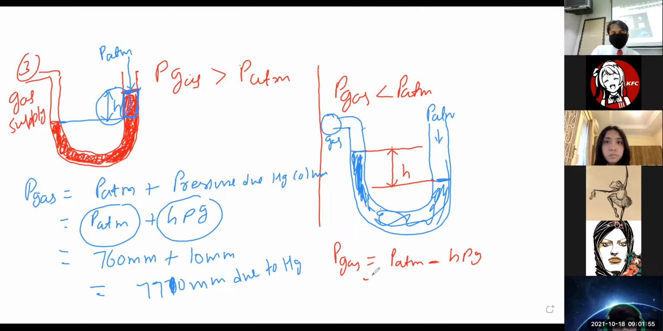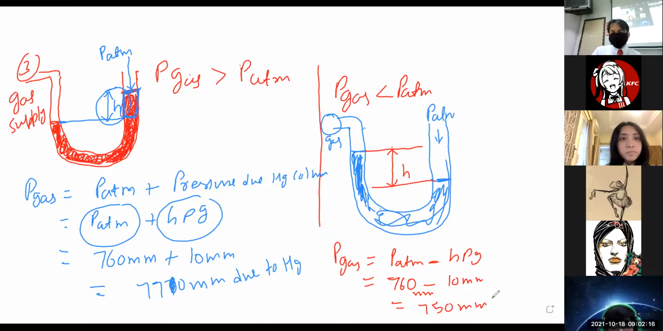Why? Look at the previous case, case number 3, children. I have taken the 760 millimeter and the minus sign here. And again, I will take the same height, suppose 10 millimeter due to mercury. Remember, this is in millimeter, and this will be 750. And 750 millimeter is the pressure of the gas due to mercury, millimeter mercury.